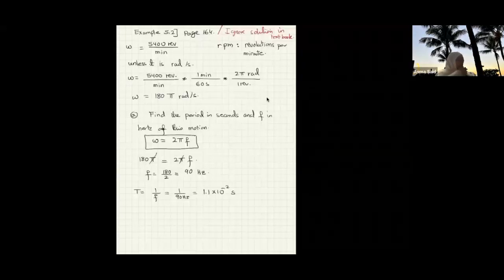Now also, they have provided us with the radius, and the radius is 14 centimeters. You cannot use it in centimeters. You need to convert into meters. And they are asking, what is the linear speed?